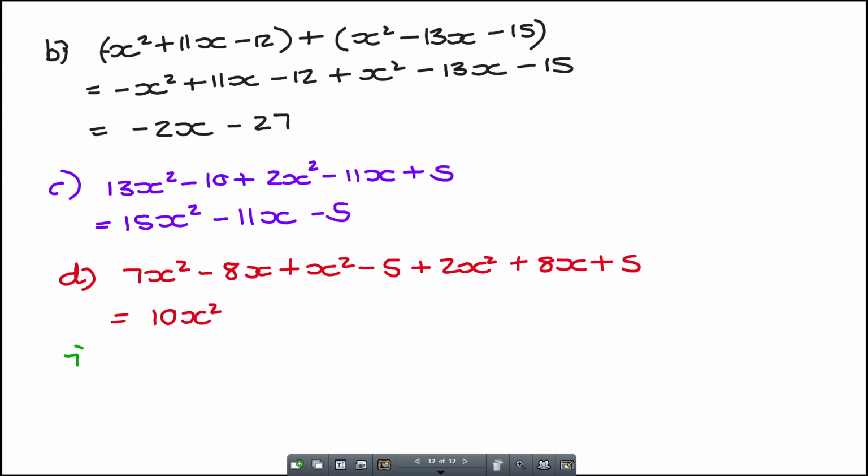Okay, at number 7 it says, what must be added to that to give me the 7x squared? Now, let's turn it around. Let's say I have this. What must be added to that to give me 7? What would you guys do? You're actually going to say 7 minus the 5, right? Okay, so that same principle I'm going to use here.